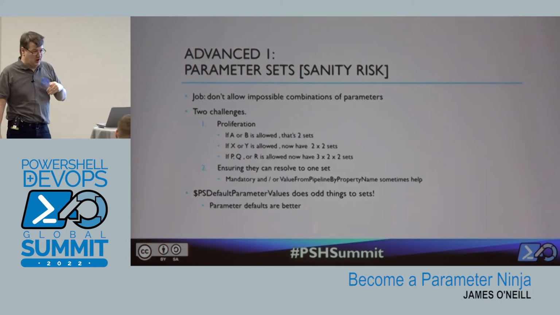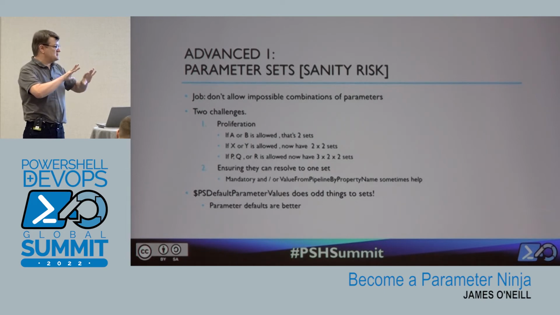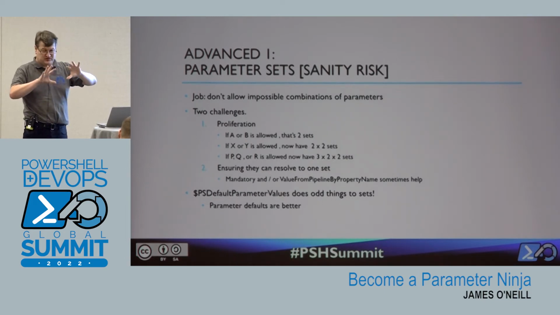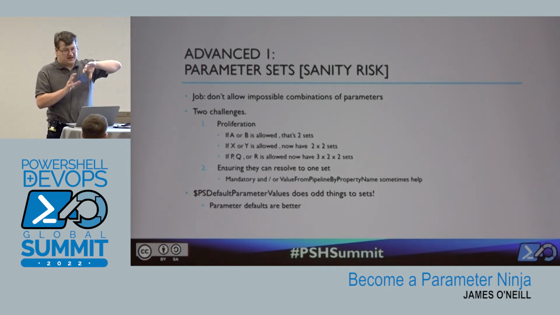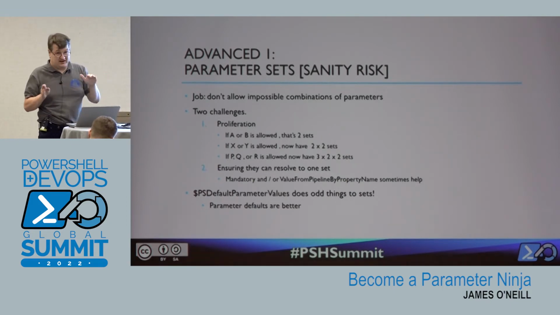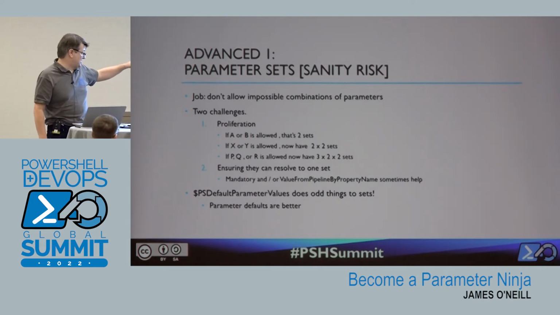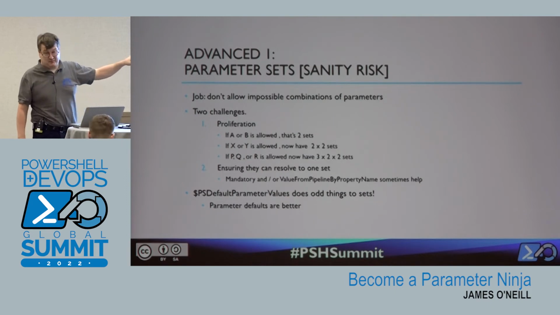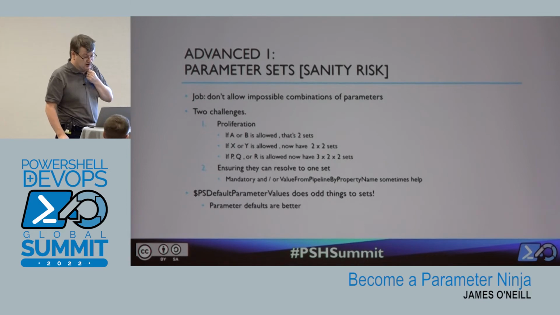So that's one problem. The other problem is ensuring that for every permutation of input that you might want to allow, there is something that will allow PowerShell to figure out this is the parameter set that I should be using. Tagging parameters as mandatory, and occasionally, even when you know there's no remote possibility that they'll come from the pipeline as a property value, using value from pipeline by property name, actually gets you out of a hole. And we'll see some of those on the next one.